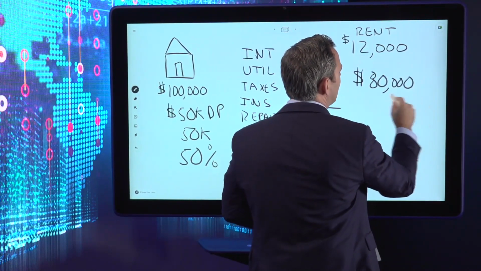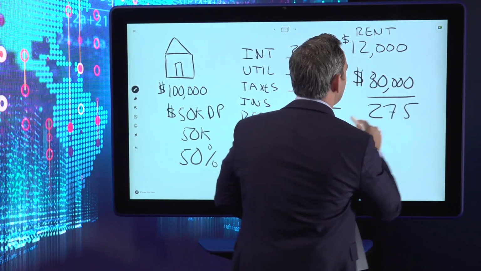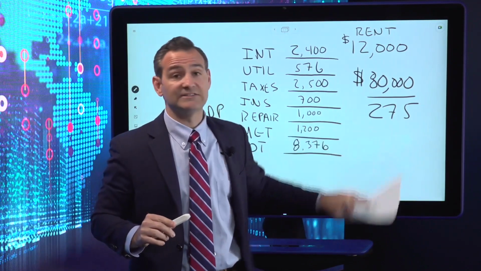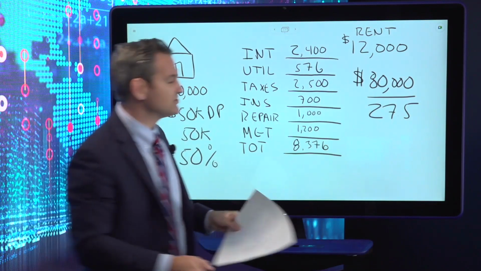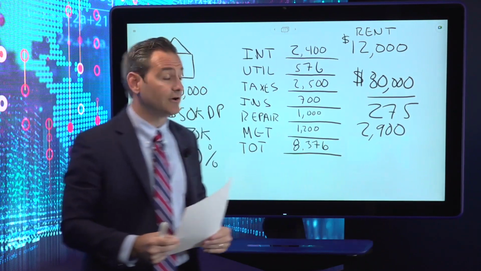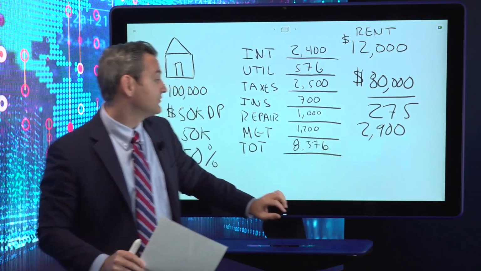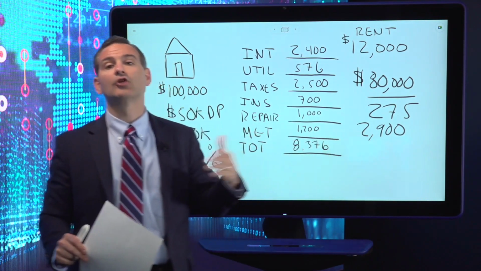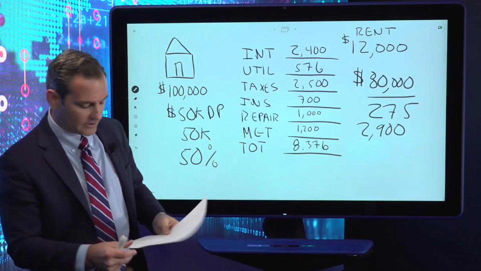So we have $80,000, and we're going to divide that by the residential depreciation lifespan of 27.5 years. So we have 80,000 divided by 27.5 years, which is going to give us about $2,900. So each year we have this paper loss of $2,900. So we're going to add 8,376 to the 2,900 for our total write-off from our $12,000 in rental income.